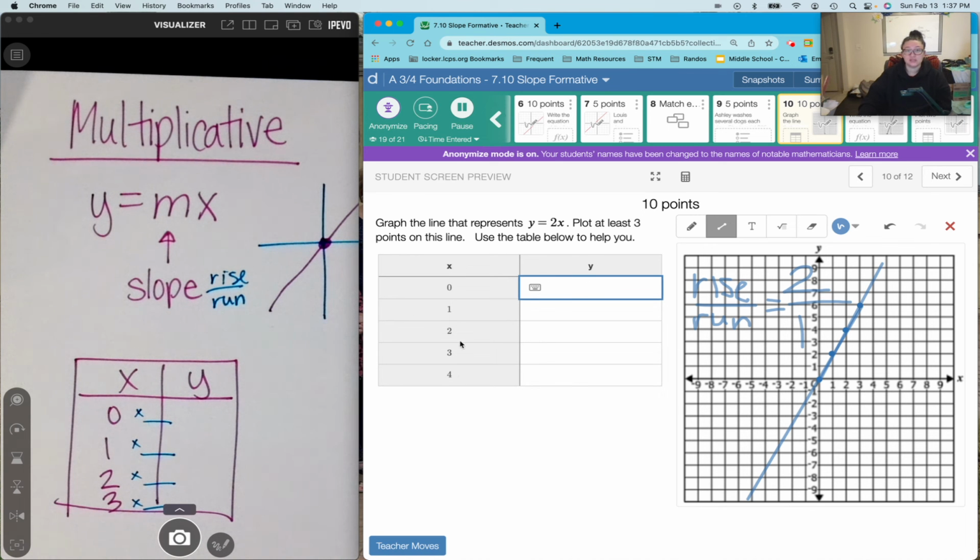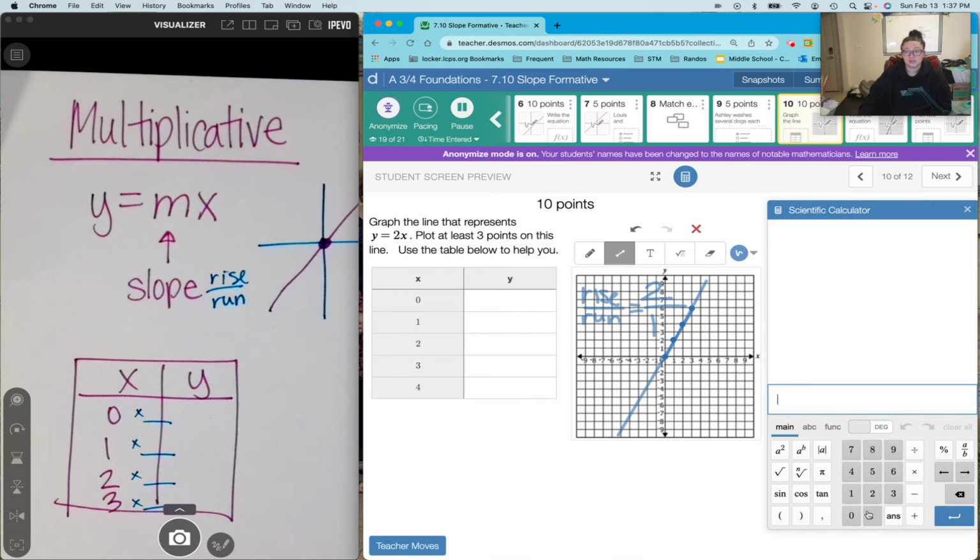You could also, again, use this table and this equation to help you out. I take 2 times all my x's. So I would do 0 times 2, which is 0. So that means I have the point 0, 0. I take 1 times 2. 1 times 2 is 2.